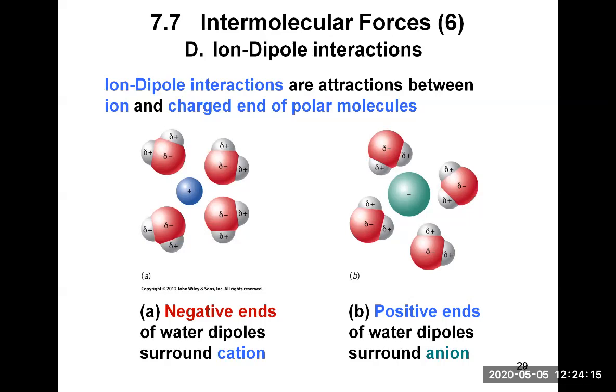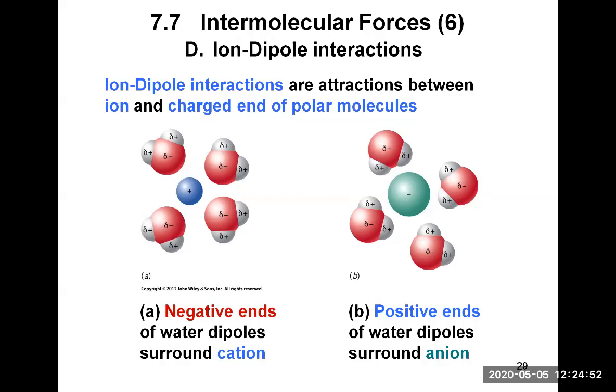And the ions, like for example, positive ions in water, the molecules with the red and white spheres are the water molecules. And for example, the negative ends of the water dipoles are surrounding the cations. So that's what happens when you have salts, ionic salts dissolved in water. The water will be able to dissolve the salts because it will take each ion separately and surround it.